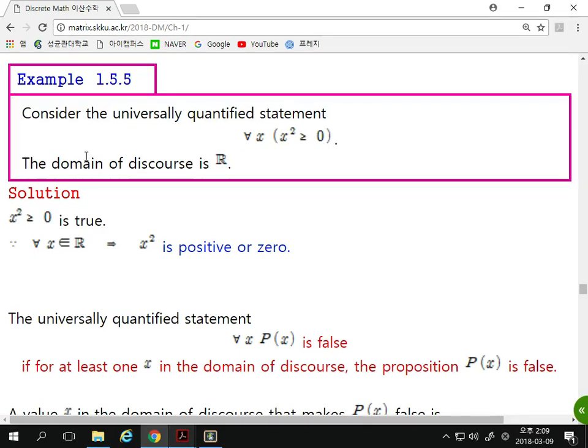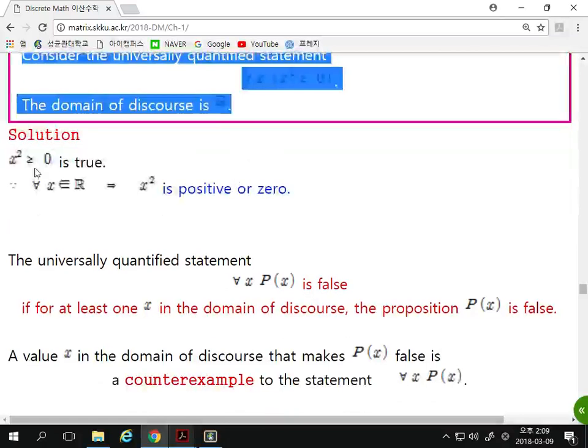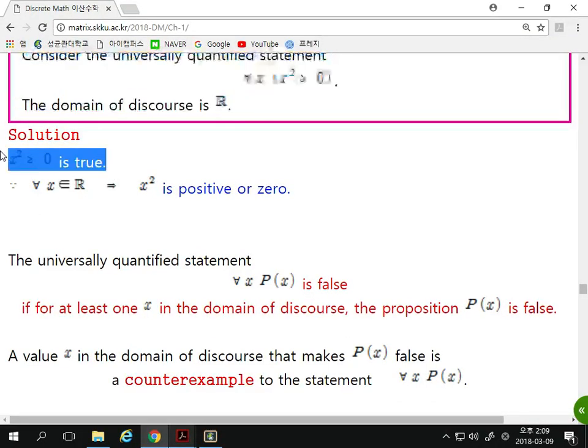Next, consider the universally quantified statement: for all x, x squared is greater than or equal to zero, where the domain of discourse is R. Okay, consider whether it is true or not. x squared is always non-negative. So this is true. For all real numbers x, x squared is positive or zero.